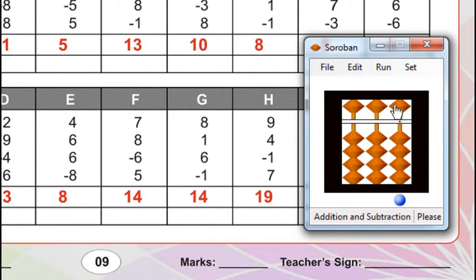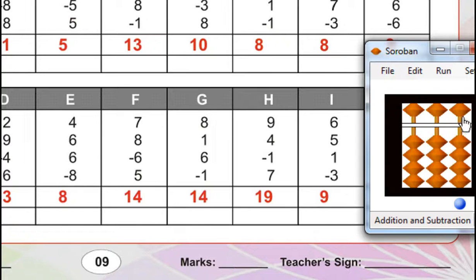Next, 9 plus 4, for that plus 10 minus 6 minus 1 plus 7. Answer is 19. Next, 6 plus 5, for that plus 10 minus 5 minus 1 minus 3, for that minus 10 plus 7. Answer is 9.